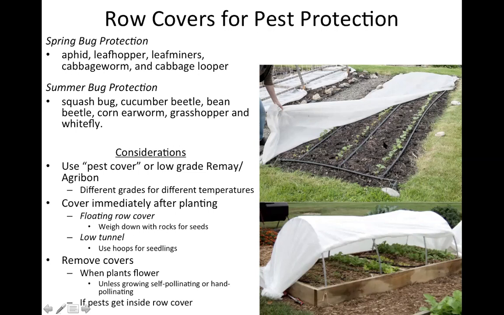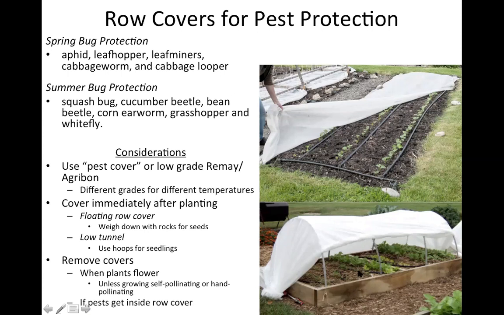But if you want to give it continual coverage, you can do what's called a low tunnel, which we have a whole carpentry class where we'll talk about how to build. You make these little hoops, and then you throw the cover over the hoops, and that will give a lot of space where you can have tall plants, like tomatoes, start growing and stay protected.